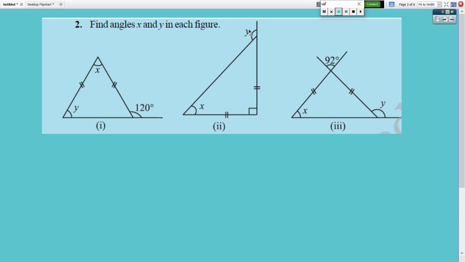Here y is the exterior angle, which is equal to the sum of the interior opposite angles. This angle is equal to 90 degrees. Try to find out x and y. In this question, these two sides are equal, so this angle is equal to x, this angle also equal to x. Here you can use the angle sum property also to find out x and y.